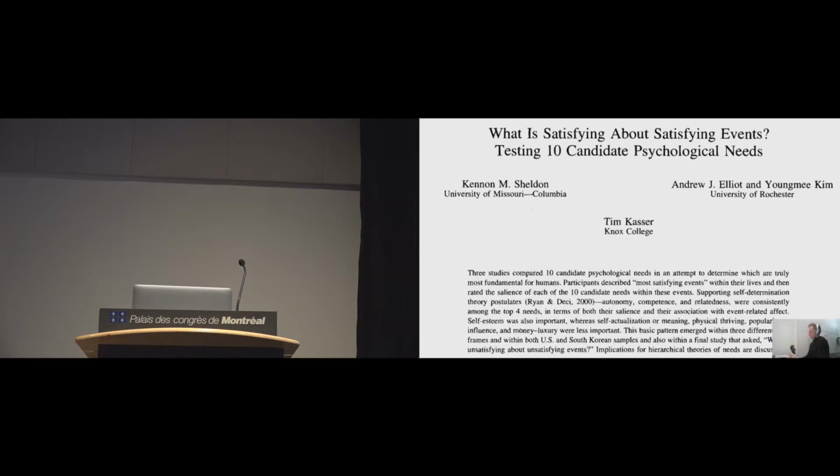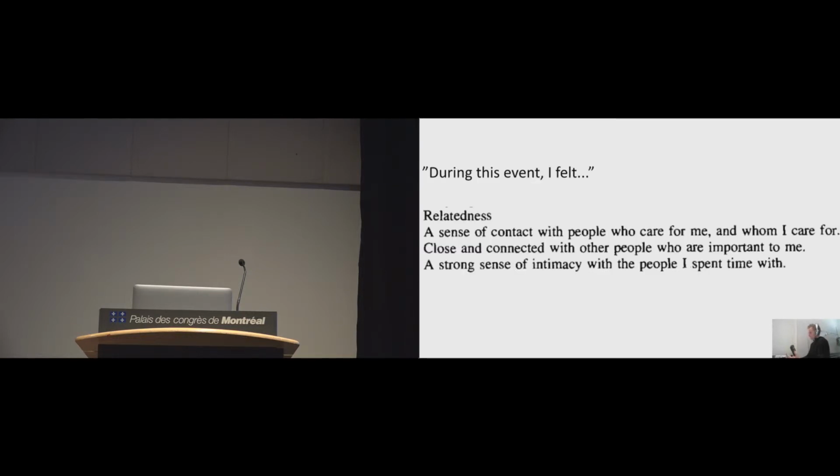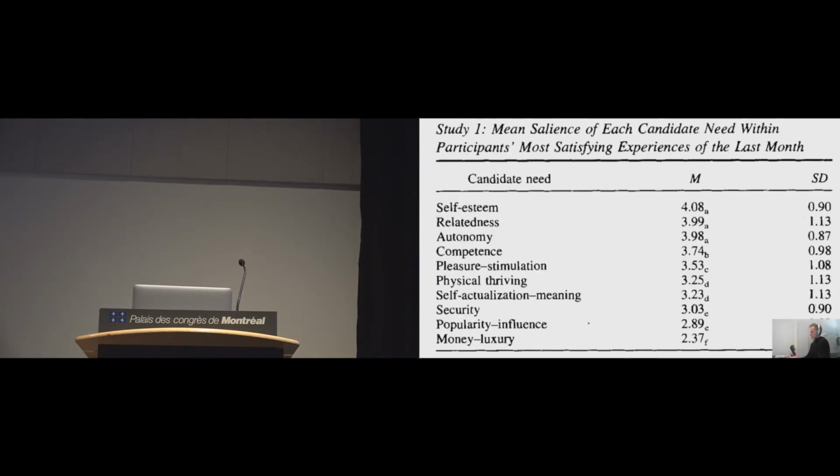Interestingly, this seminal paper by Sheldon gets around the problem of dataset specificity. They simply prime the participants by asking them to think of the single most satisfying event of the past month of their lives. The participants then rated their agreement about claims such as, "During this event, I felt close and connected with other people who are important to me." Interestingly, even with such a general setup, self-determination theory's constructs emerged in the top 4 salient needs.